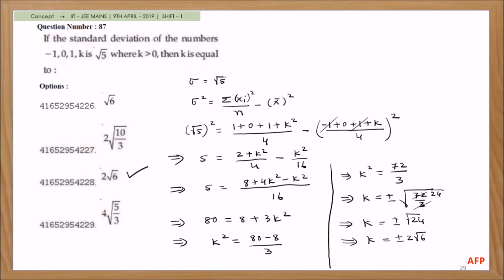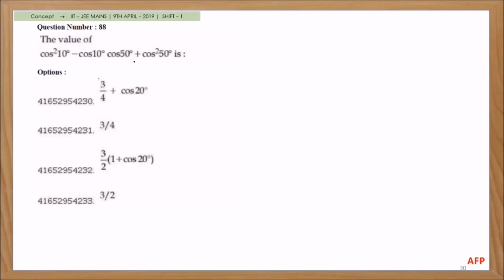Third option it follows. Next problem, find the value of, so a trigonometric problem is given, so I'll write the equation as it is. Multiply and divide by 2.